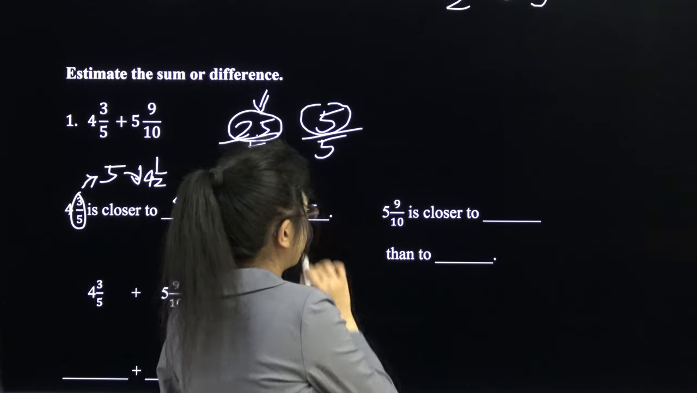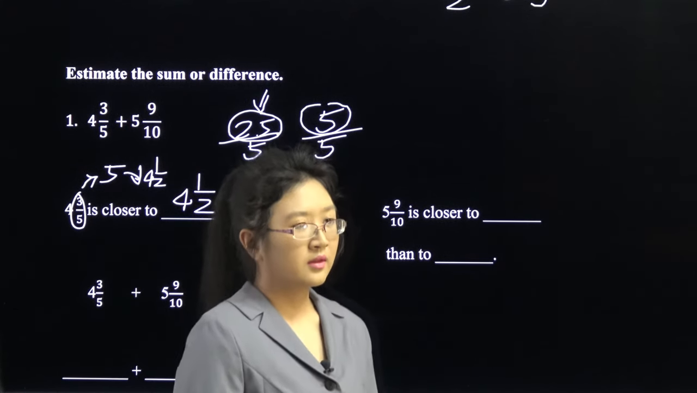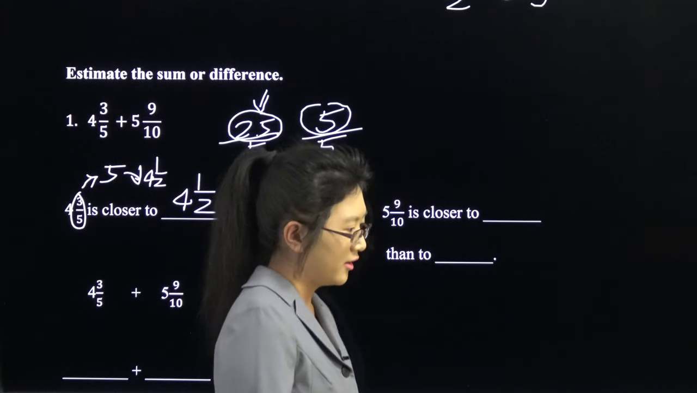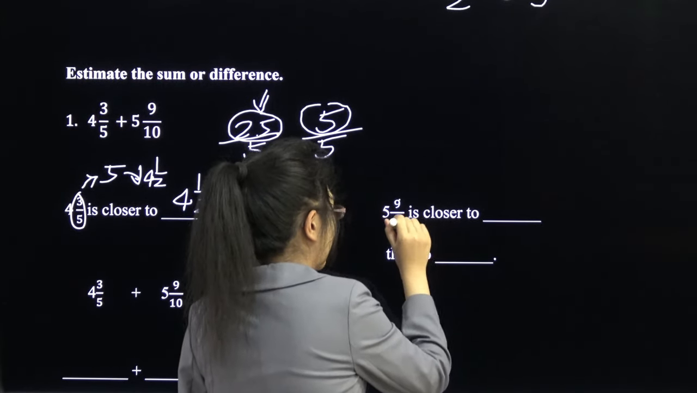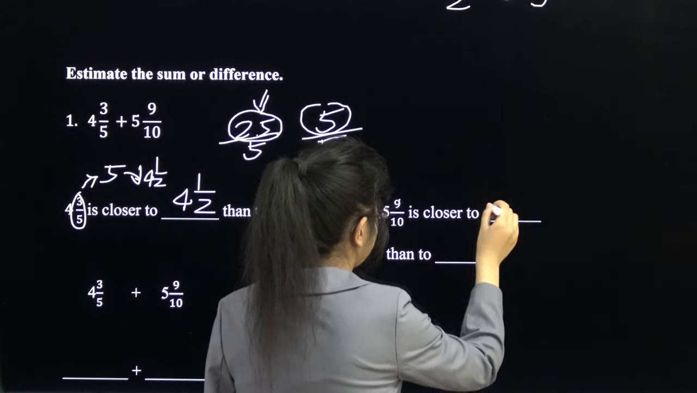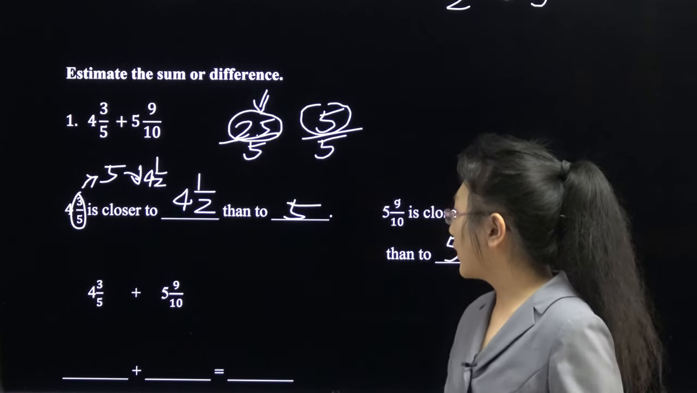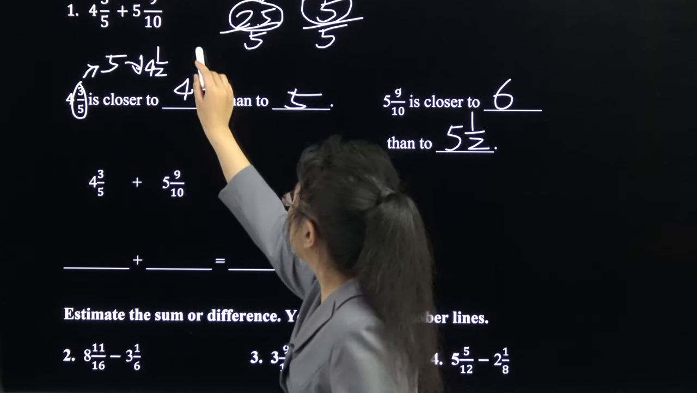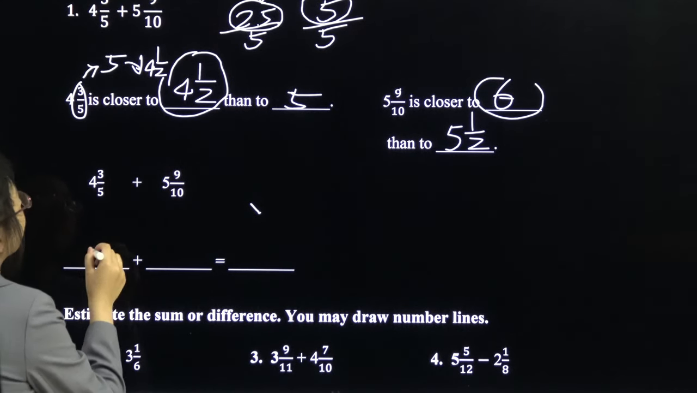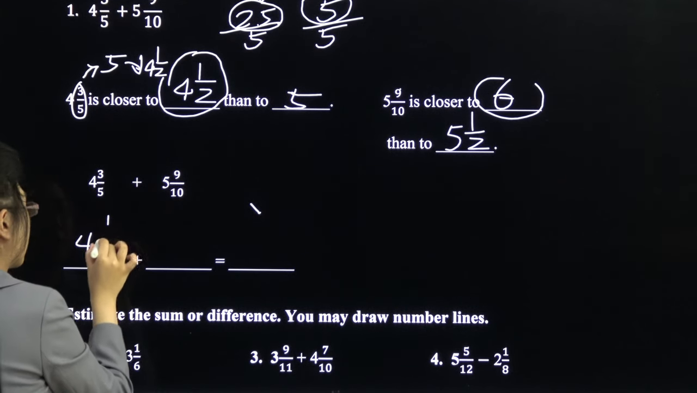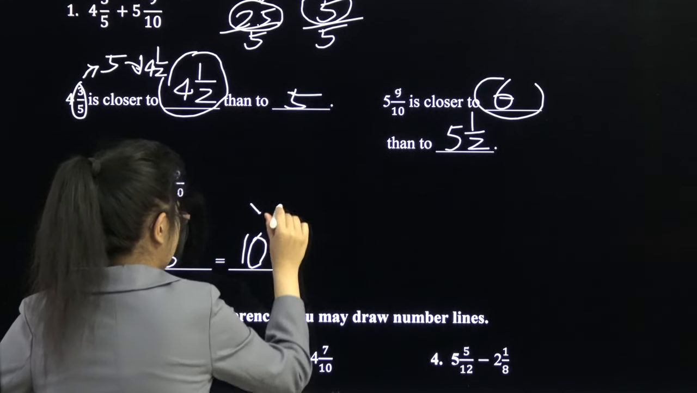What about 5 9/10? Well, if we decide to round it to 1/2, then it'd be 5 5/10, which is quite far. So it's better to just round up, since it's only 1 away from the denominator. And then we plug the estimated, or rounded, values in place of the original values. So 4 3/5 would be 4 1/2, plus 5 9/10 would be just 6, which would be 10 1/2.